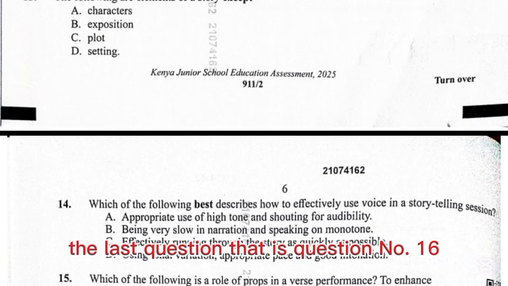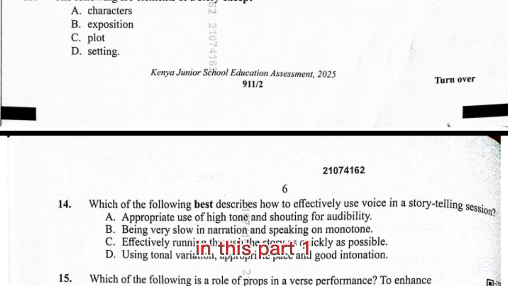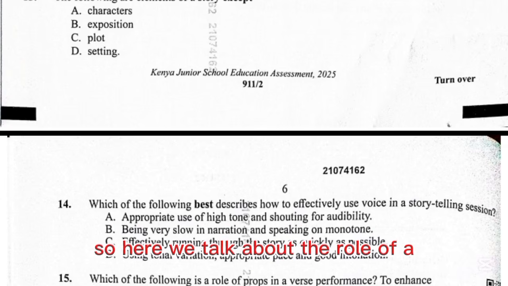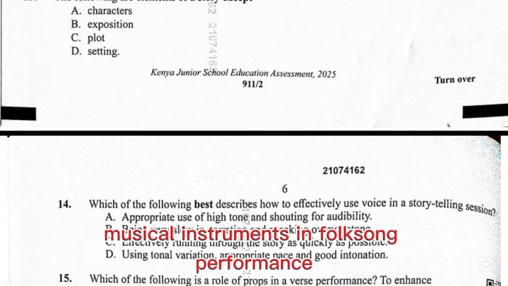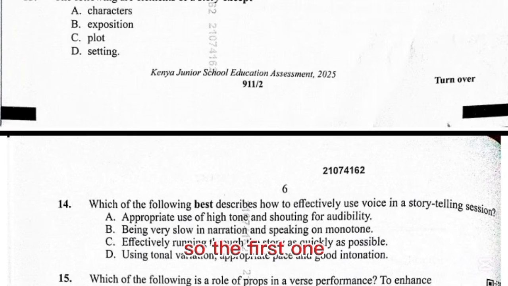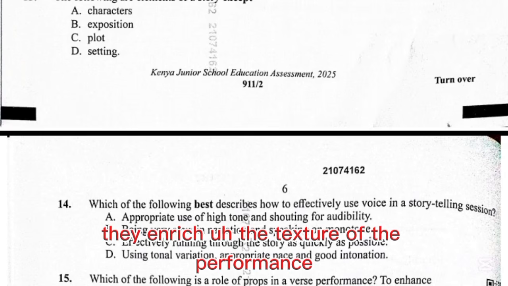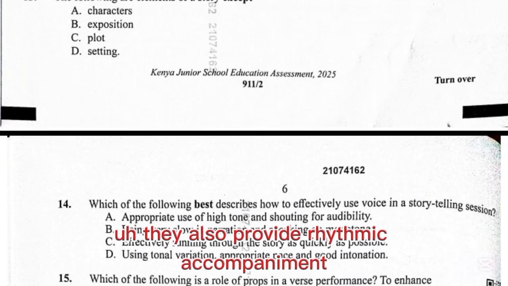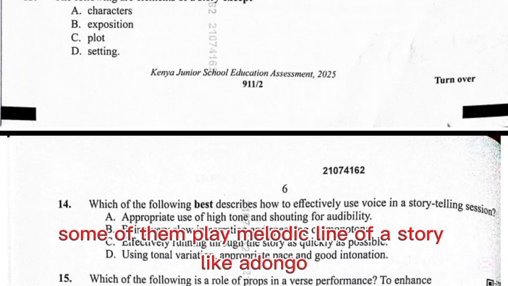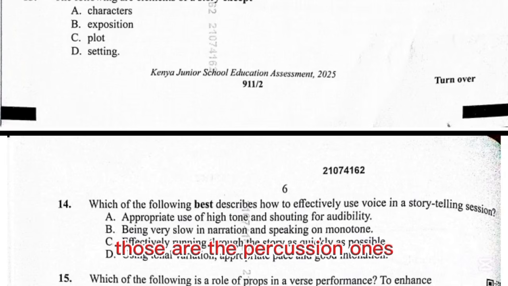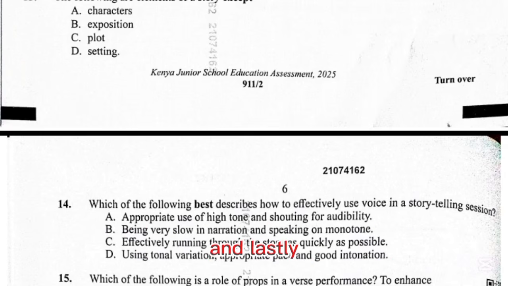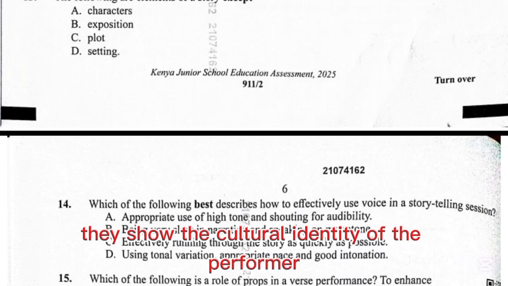The last question, that is question number 16 in this part 1, the kayamba is used in folk song performance too. So here we talk about the role of musical instruments in folk song performance. The first one, they enrich the texture of the performance. They also provide rhythmic accompaniment. Some of them play the melodic line of a story, like a dongo. Those are the percussion ones. They also maintain the tempo of the performance. And lastly, they show the cultural identity of the performer.